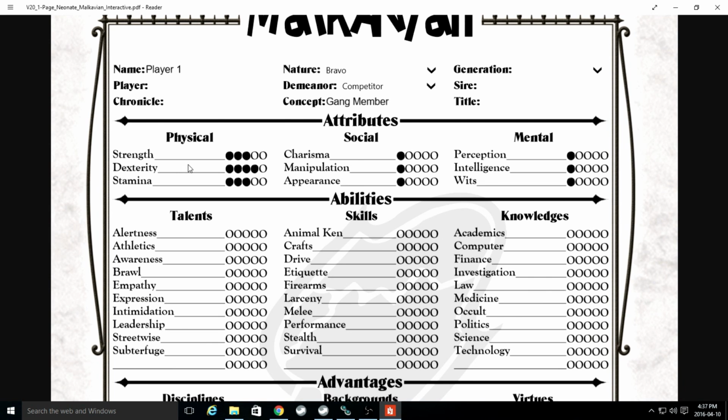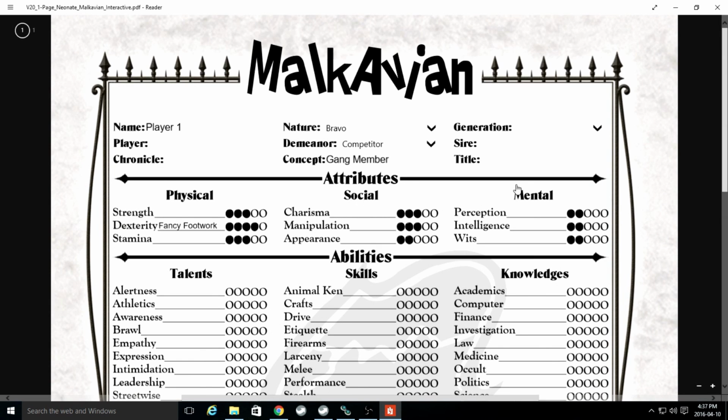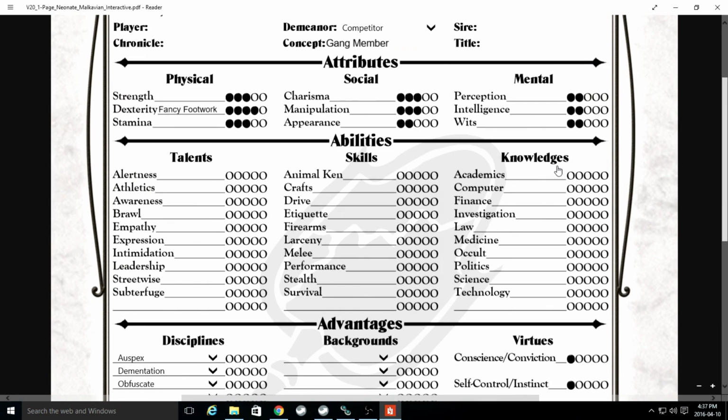No, no, we'll do dexterity of fancy footwork. Yeah, that'll work. Fancy footwork, very much able to dance around when the fighting is happening. So we'll do manipulation and charisma as 3 each, and an appearance of 2. Personality, intelligence, and wits, so very, very average in terms of the mental faculties for this particular one.